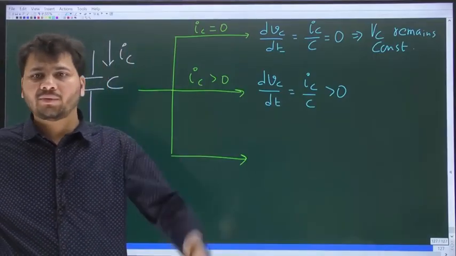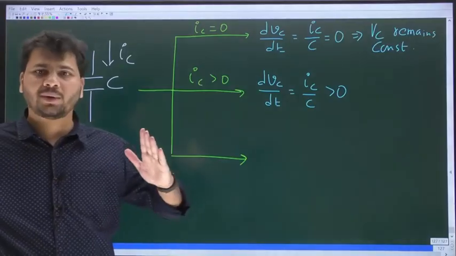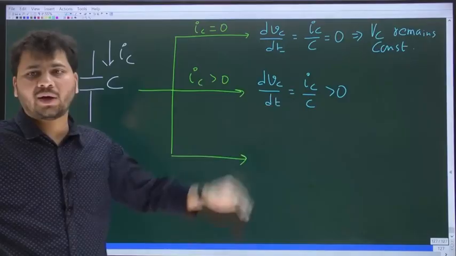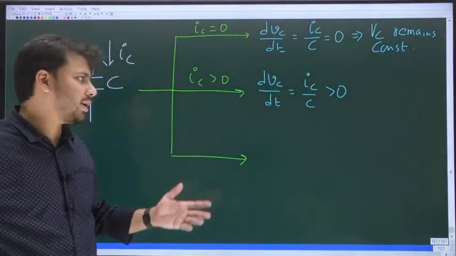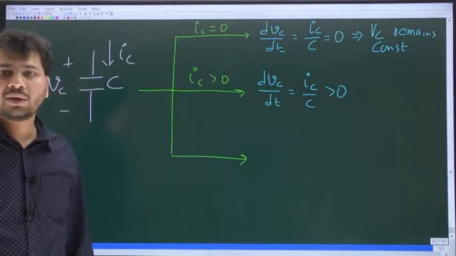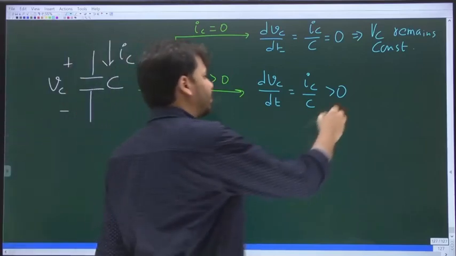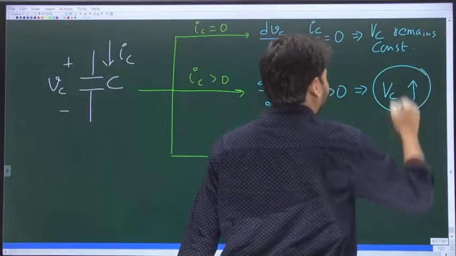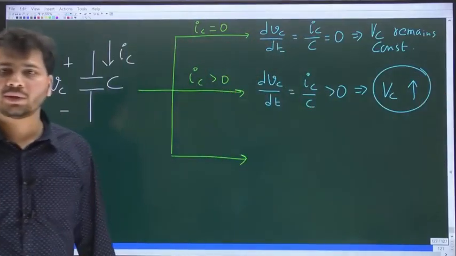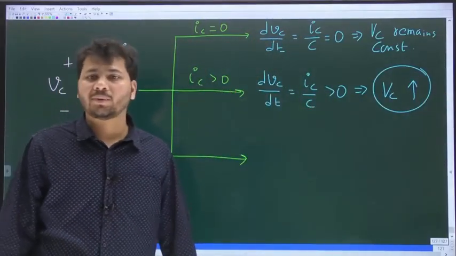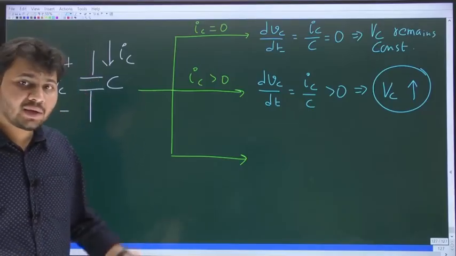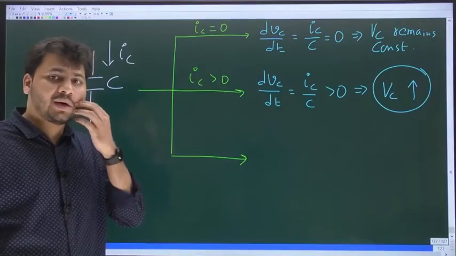dVc by dt, rate of change of voltage across the cap, is positive. If the rate of change of anything is positive, then that thing is increasing with time. And here dVc by dt is greater than 0 or positive. That means the value of Vc will increase with time. So this means Vc is increasing with time. Voltage across the cap is increasing with time.